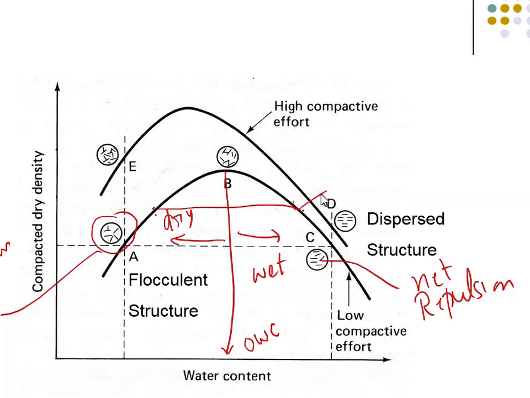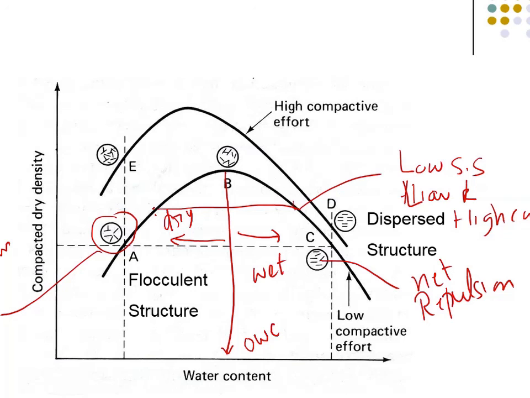This will have low shear strength, low permeability, let's see, right, not good handwriting, low permeability, high compressibility, compared to the dry side, which will have high shear strength, low compressibility, high permeability. So this is very important information.